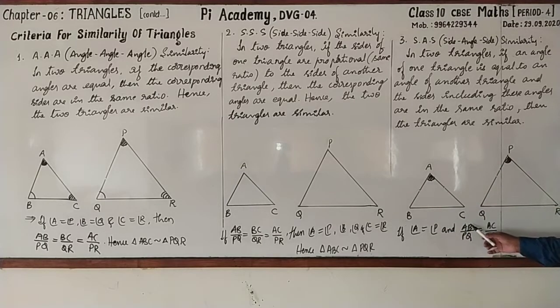That can be written in the ratio AB by PQ, then AC by PR. Then you can write triangle ABC is similar to triangle PQR. Followed? Yes. Please go for copying. Dear students, hope that you have copied.